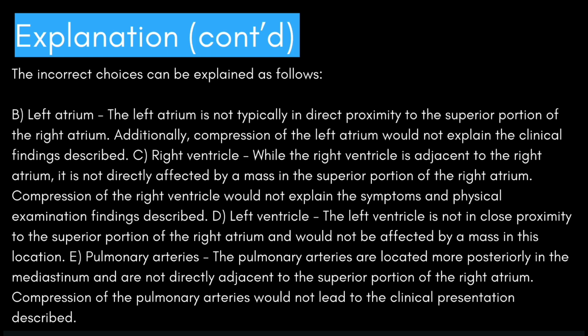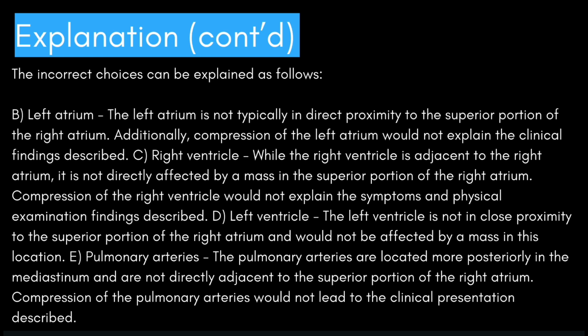The left atrium. Left atrium is not typically in direct proximity to the superior portion of the right atrium. Additionally, compression of the left atrium would not explain the clinical findings described. Right ventricle. While the right ventricle is adjacent to the right atrium, it is not directly affected by a mass in the superior portion of the right atrium. Compression of the right ventricle would not explain the symptoms and physical examination findings described.